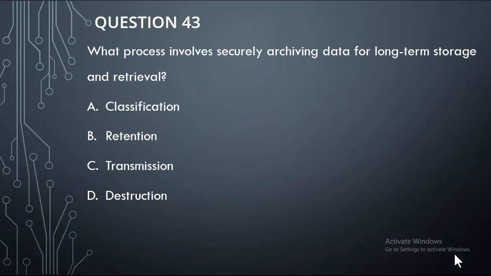Question 43. What process involves securely archiving data for long-term storage and retrieval? A. Classification. B. Retention. C. Transmission. D. Destruction. The correct answer here is option B. Retention involves securely archiving data for long-term storage and retrieval.